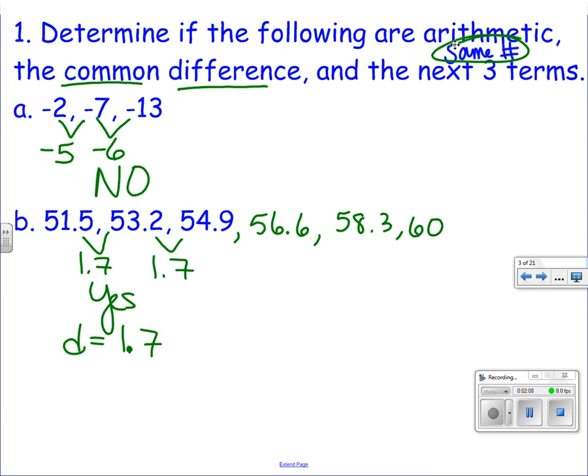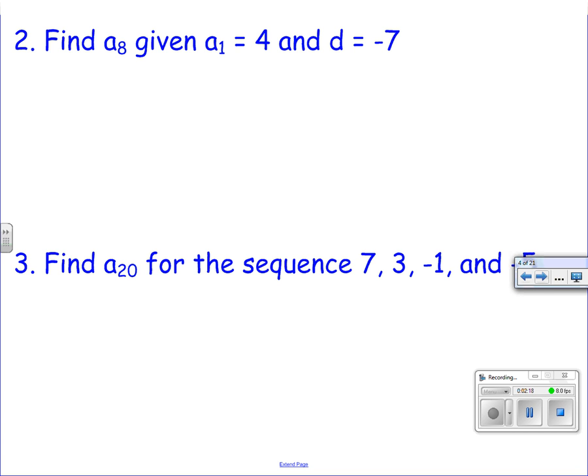Good. Okay. All right, so let's review from yesterday. Any questions? Okay. All right. Number 2, find a sub 8 given a sub 1 is 4 and d equals negative 7. Anybody, how are we going to do this one? What are we going to use? The formula. Good. The one that's on the board. All right, so we're going to use that formula. AN equals A1 plus D times N minus 1. Okay, so we're using that formula.